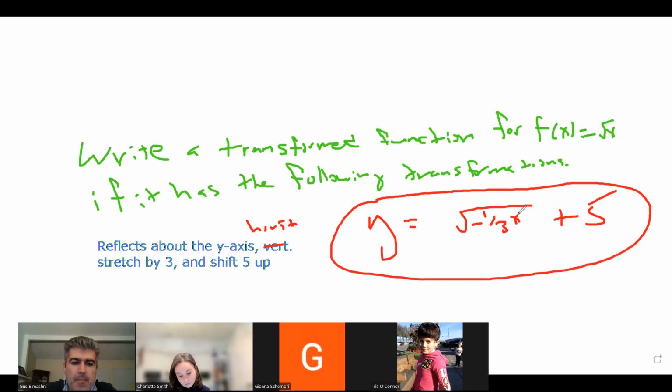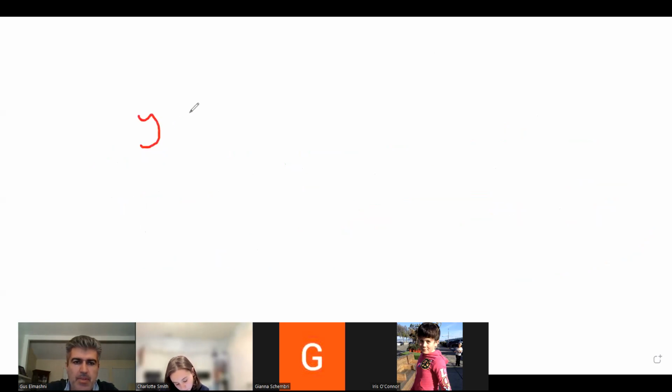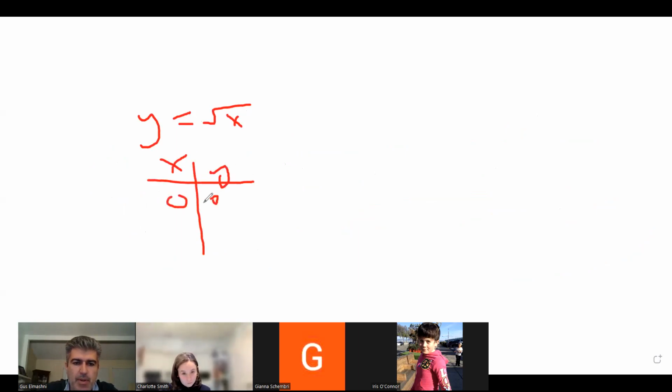Wait, why wouldn't you just do the 3 on the inside? Why is it now negative 1/3? Okay, so negative is for this part right here, the reflection. That was just what we had previously. But whenever you do a horizontal stretch, it's always going to be the opposite. So here's the reason why. Let's look at a table. Let's make a parent function, right? So say I got 0, 0, 1, 1, 4, 2.